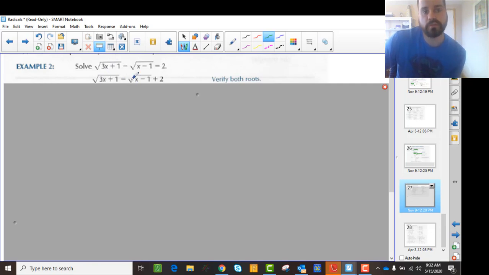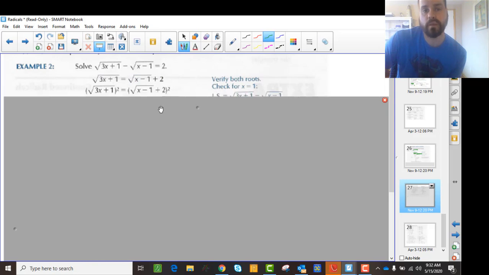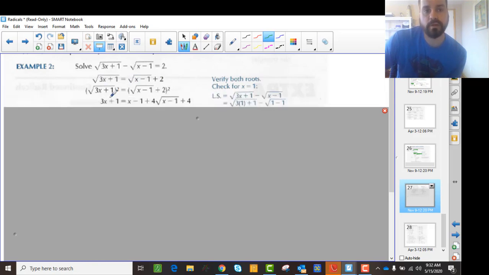So we have on the other side then the square root of x minus 1 plus 2. Then we square both sides. So to square them, we get 3x plus 1 over here. Here, we get this squared, so that's the x minus 1, plus 2 times the square root of x minus 1. That's where the 4 comes from, and then plus the last term squared. We're using the perfect square formula.